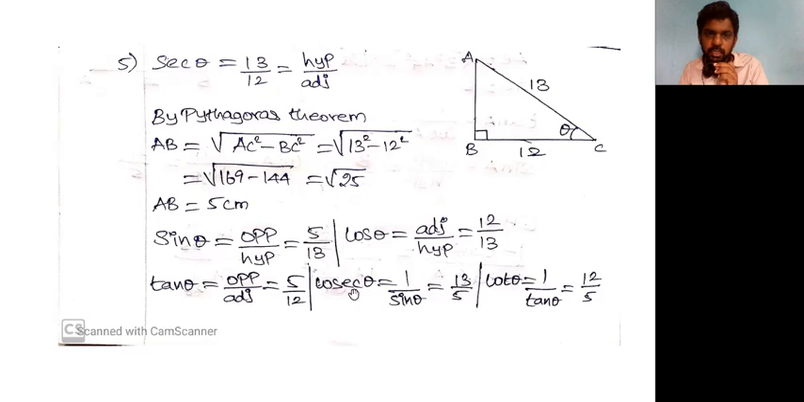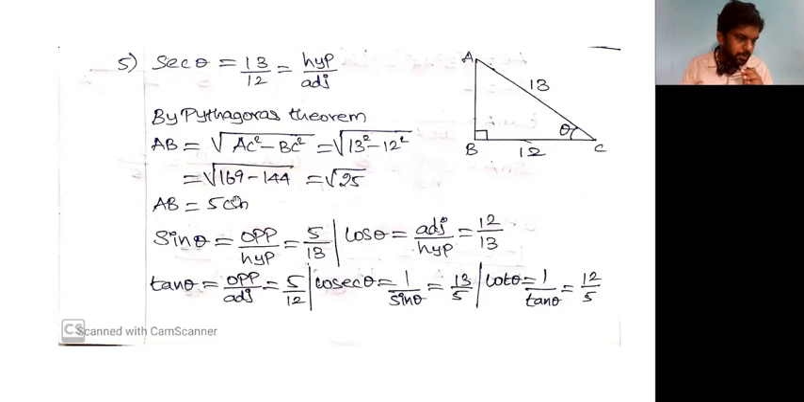So we can say cosecant theta is equal to hypotenuse divided by opposite. Still we will get 13 divided by 5. Hypotenuse is 13 and opposite is 5. Cot theta is adjacent divided by opposite. Adjacent is 12, opposite is 5. So 12 divided by 5. Or you can say cot theta is equal to reciprocal of tan theta. So since we have tan theta is equal to 5 by 12, cot theta will be 12 by 5. So by knowing one trigonometric ratio, we can find all the 6 trigonometric ratios.